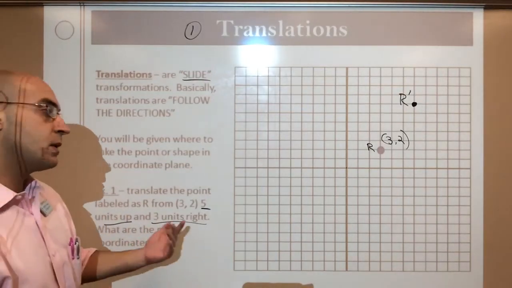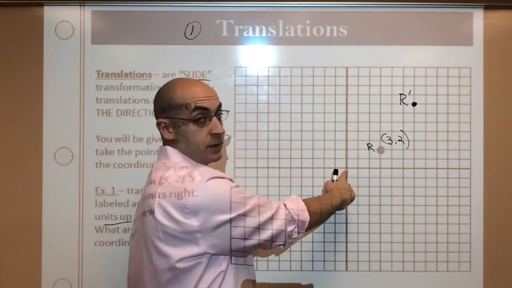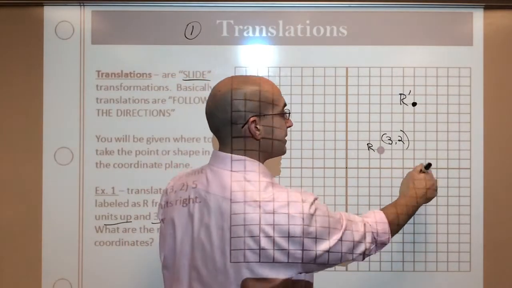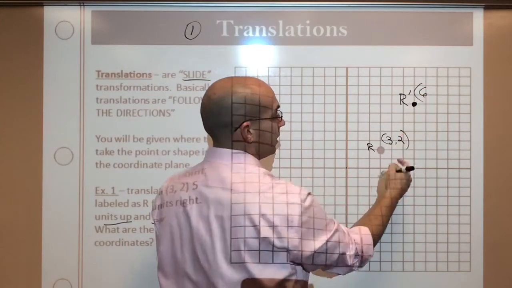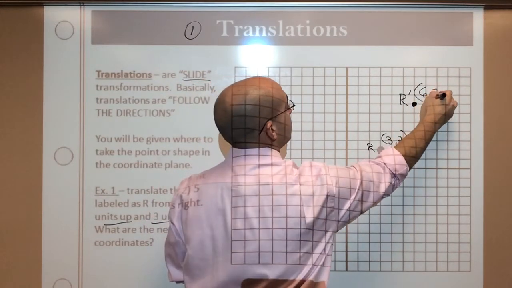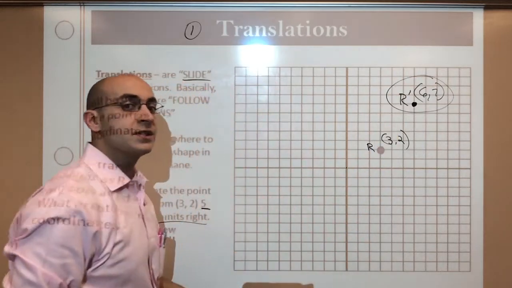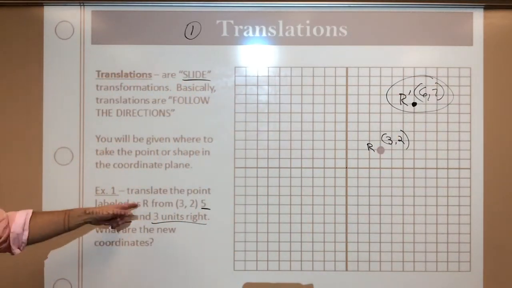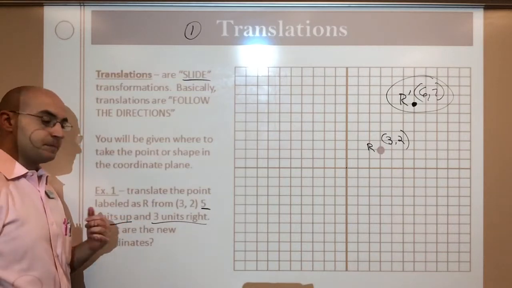What are the new coordinates? Well, let's count it, right? So from the origin, we always start there. 1, 2, 3, 4, 5, 6, right? So I know that's going to have a 6. And then 1, 2, 3, 4, 5, 6, 7. So the new point is going to be R prime (6, 7). That's my new coordinate pair. Okay? That's one way you're going to see these written.